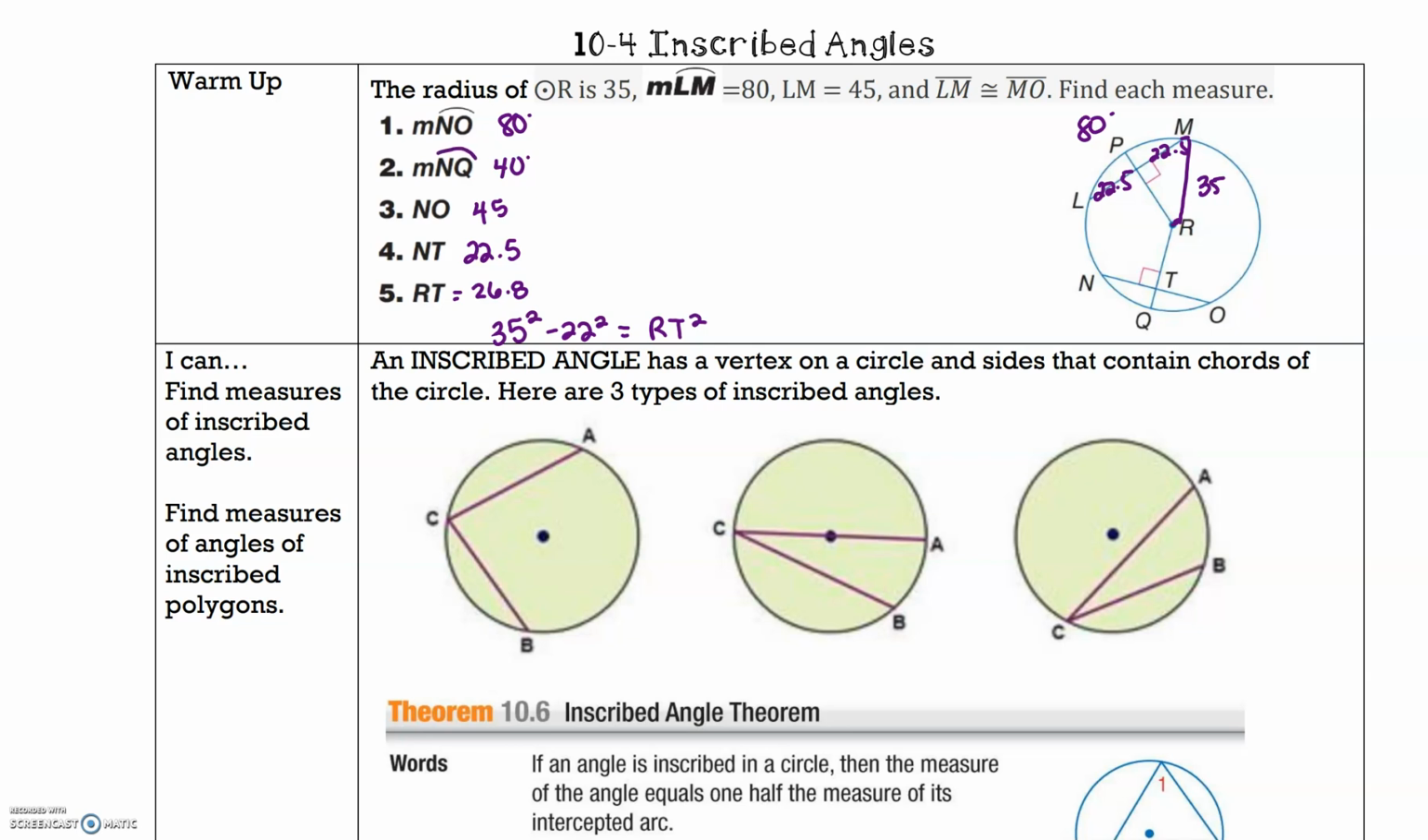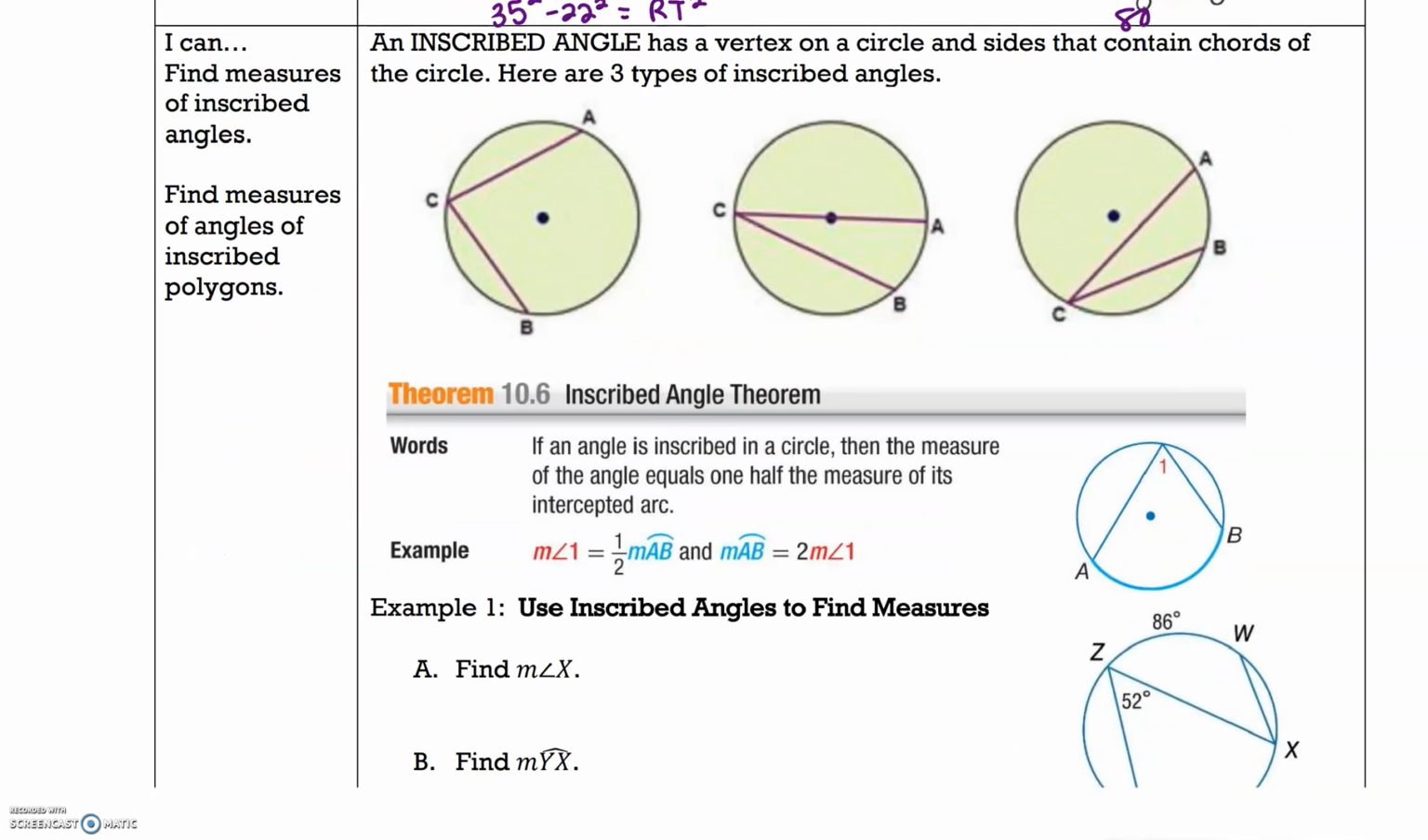The measure of, that should be an arc over NQ. So this half here is going to be half of 80. If the whole is 80, this would be 40. And then 45 for NO, because it's the same as this chord over there, which was 45. And then we did half to figure out this would be 22.5 if we cut the 45 in half. And then lastly, to figure out this length here, we use our Pythagorean theorem. So we know that 35 squared is your c. We know this is one of the legs, and so we subtract the 22.5 squared from 35 squared and then do the square root.